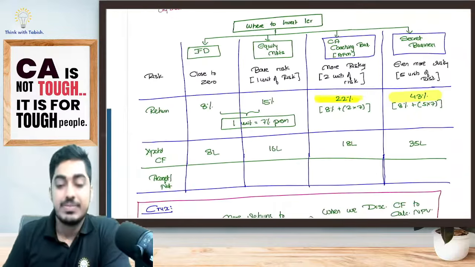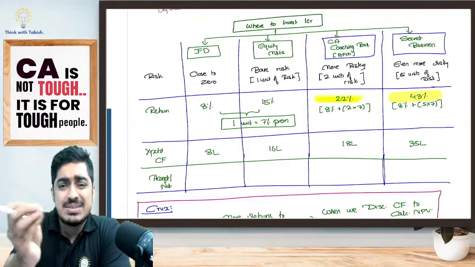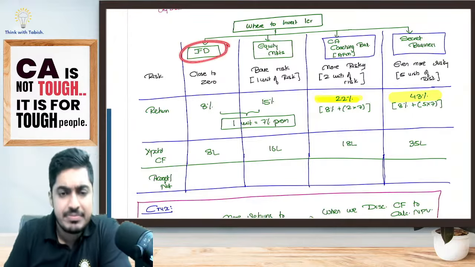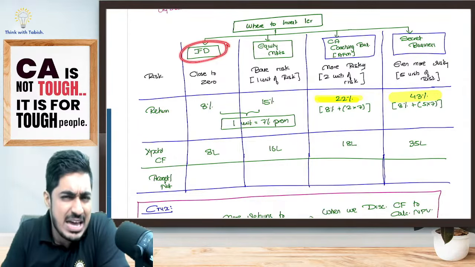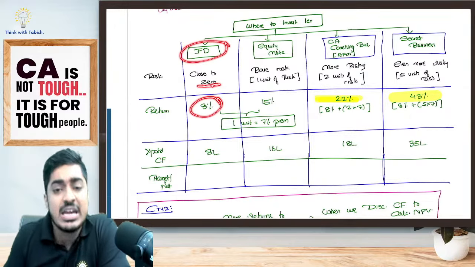Simple example I'll give. Imagine I have 1 crore rupees. Where should I invest? Simple option is to invest in an FD. If I'm investing in a bank FD, do I have any risk? No. How much return are they giving? Imagine they are giving me 8% return.